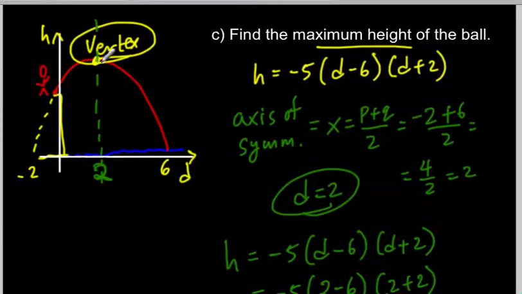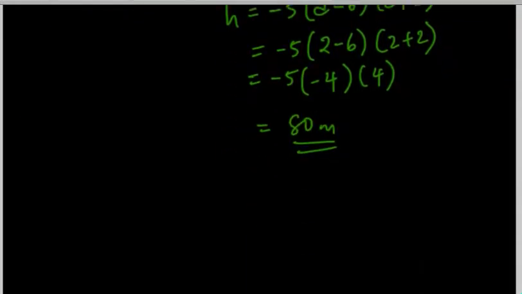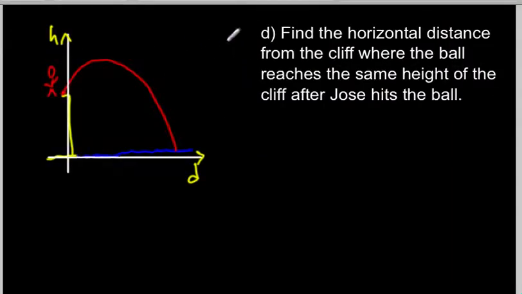So the coordinate here is going to be (2, 80), which means that at a horizontal distance of 2 meters from the cliff, we get a maximum height of 80 meters, which is the height of the ball. So that's how you find the maximum height of the ball, which, let me just go back here, is 80 meters. So that's our answer. Okay, D.